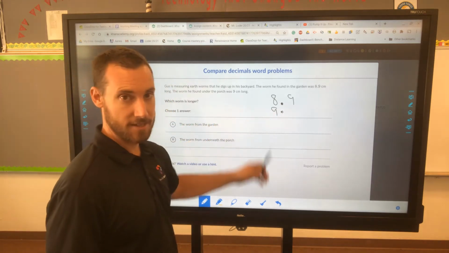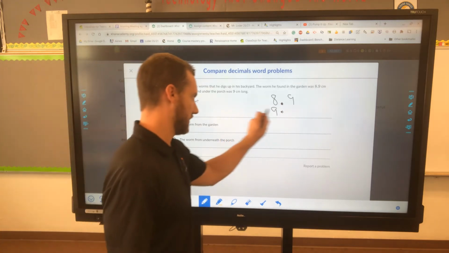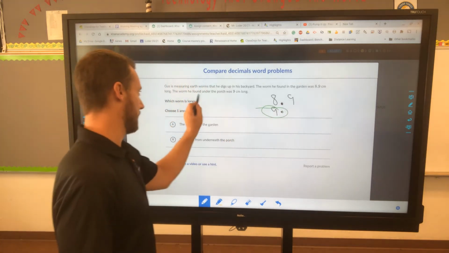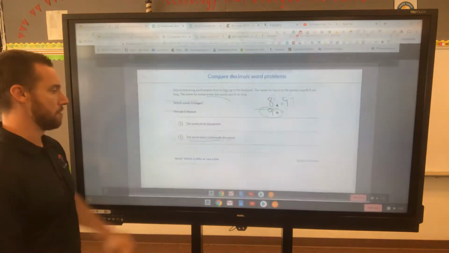Well, 8 is less than 9. 9 is greater than 8. So this is the longest worm. The longest worm was found under the porch. Let's go ahead and mark that answer B.